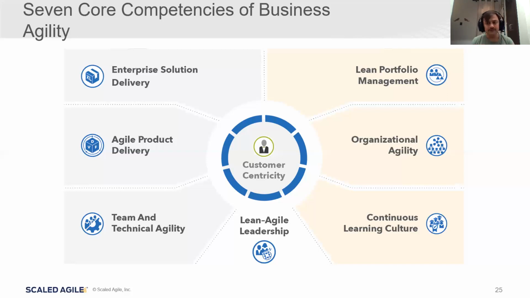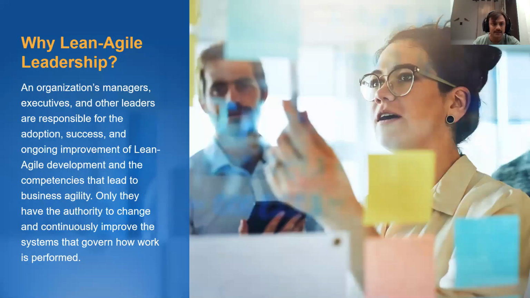Whatever we do, whatever we think, we always think of how we progressively increase our response time and our effectiveness to solve our customer's problem. How can we even solve the customer's unmet needs? So it's all around customer centricness. There are these 7 competencies, and customer centricness is the center. So let's look at lean agile leadership.